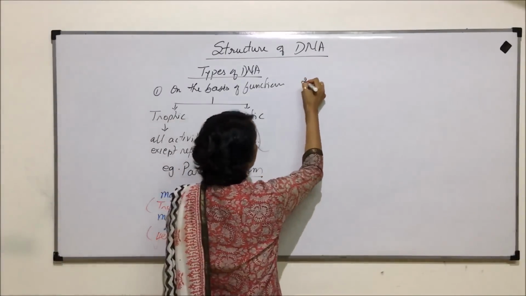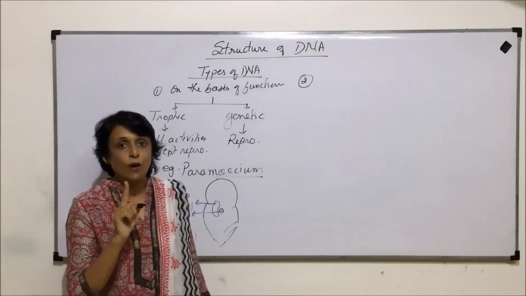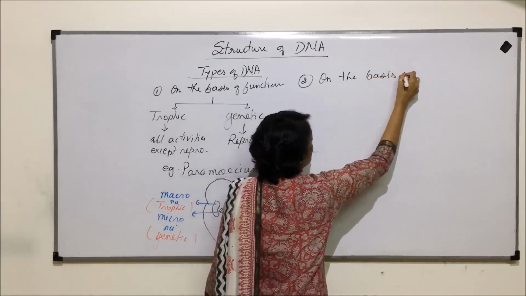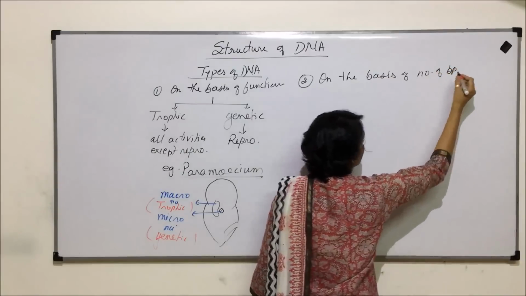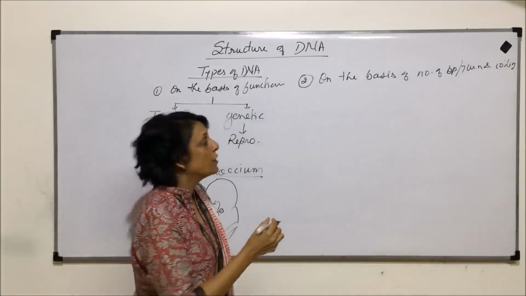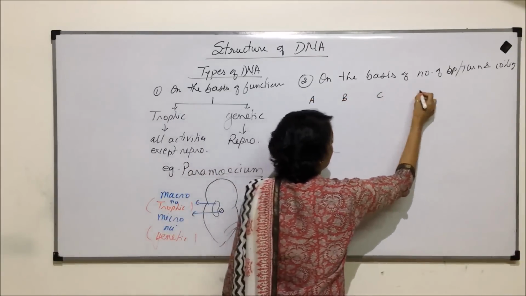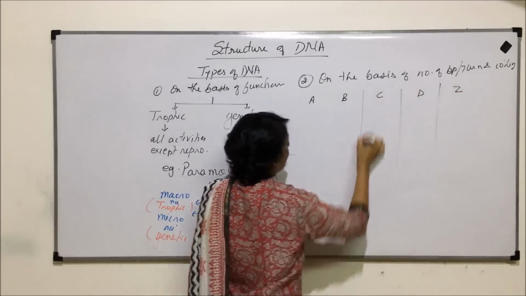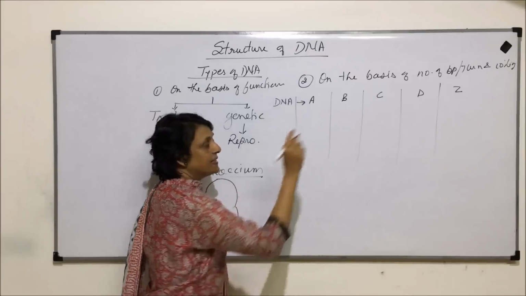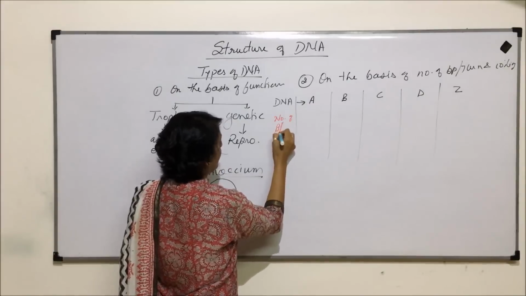Now the next classification is on the basis of the number of base pairs that the DNA strand has in one turn and the type of coiling. So this is on the basis of number of base pairs per turn and coiling. Let us take these different types. So DNA A, B, C, D, and Z. These are the five types of DNAs. Now let us see the number of base pairs that they have.